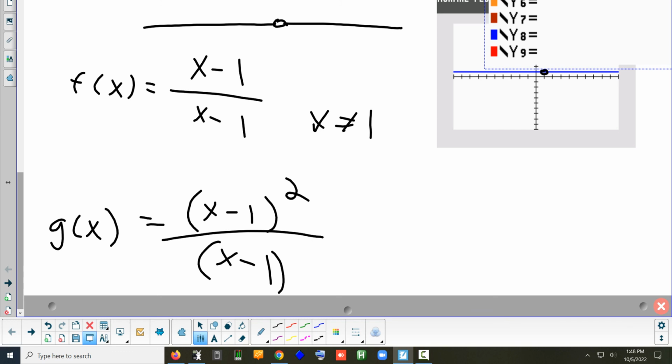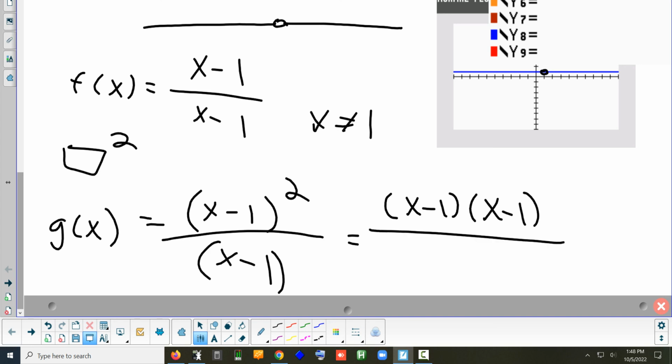So how would you write this top out? Like, what does x minus 1 to the second power mean? In general, if you raise anything to the second power, what does it mean to raise something to the second power? Multiply by itself. So can you write this saying exactly what you just said? You do x minus 1 and then x minus 1. So that means you have 2 of them.